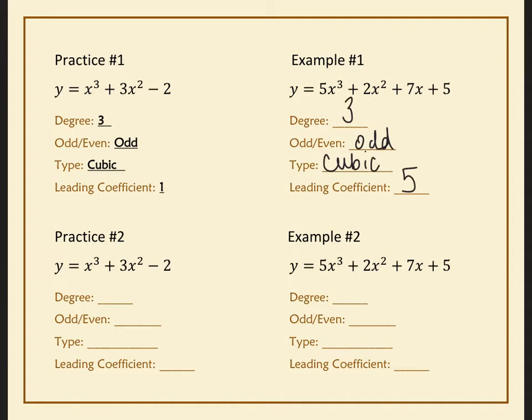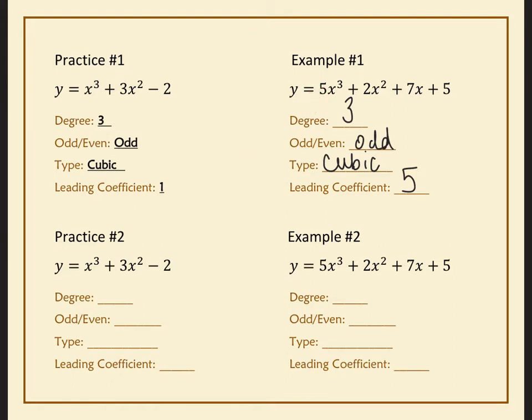Okay, go ahead and check your work. So again, third degree, which is an odd number, and if you have a third degree, it's a cubic function. And the leading coefficient is the number in front of x cubed, so it should have been a 5. And it's a positive 5, which is going to help us on the next page.